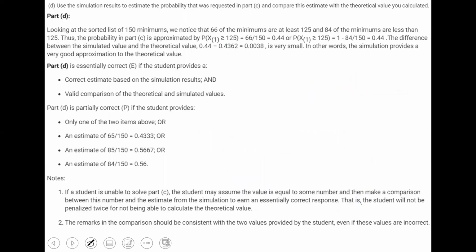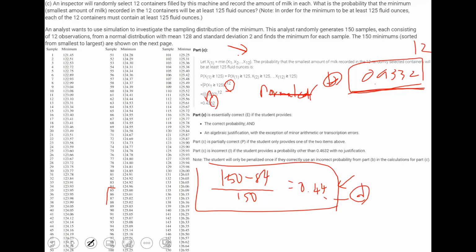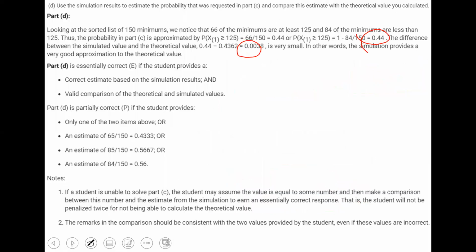Looking at the sorted list, there are 66, right? So that's how I got 0.44. And the difference is 0.003, which is very small. So the simulation provides a very good approximation, and so on. Okay. So as long as you found part C correctly, part D would have been fine. I think the confusing part was that they put this simulation result in part C as if you would have to use this to solve for part C, which wasn't the case. The simulation was only used for part D.